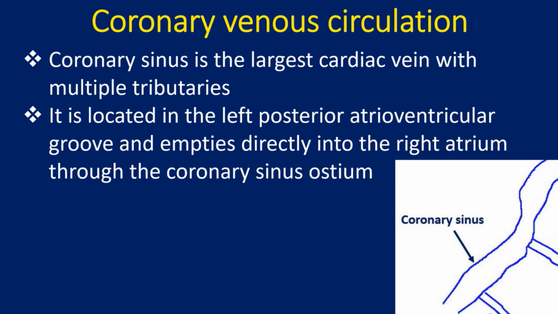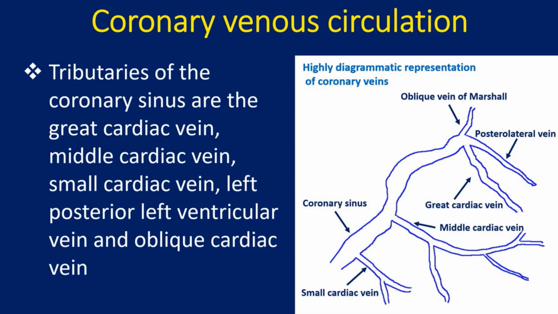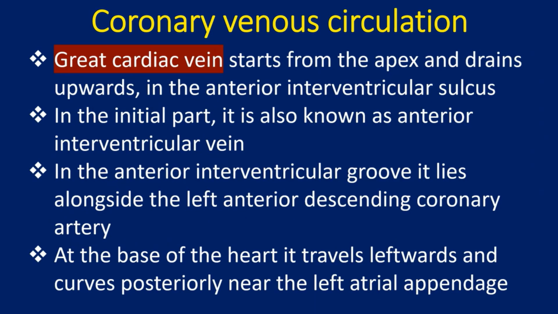It is located in the left posterior atrioventricular groove and empties directly into the right atrium through the coronary sinus ostium. Tributaries of the coronary sinus are the great cardiac vein, middle cardiac vein, small cardiac vein, left posterior left ventricular vein, and oblique cardiac vein. Great cardiac vein starts from the apex and drains upwards in the anterior interventricular sulcus. In the initial part, it is also known as anterior interventricular vein.